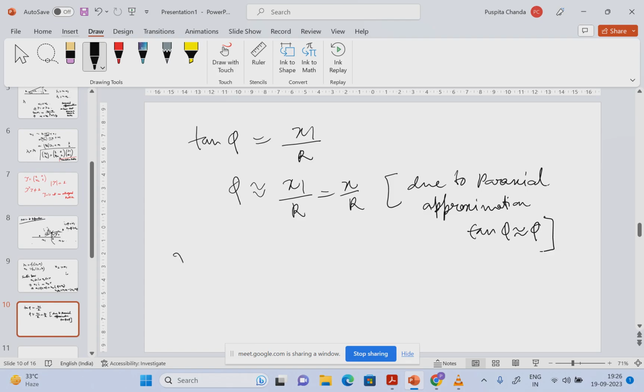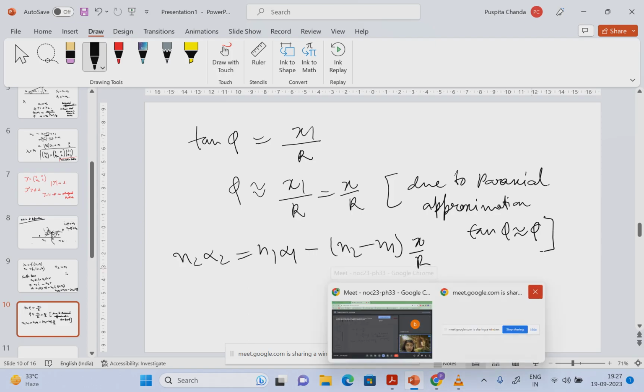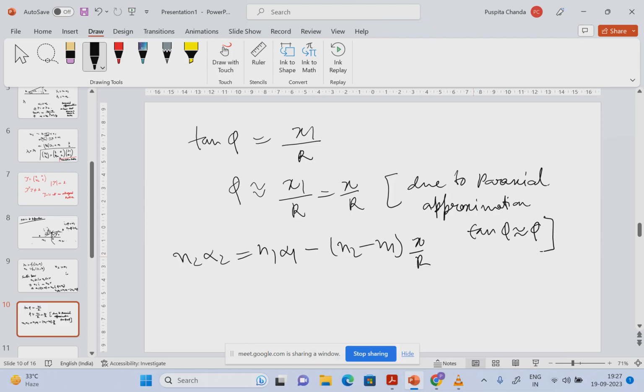Okay. So n2 alpha 2 is equal to n1 alpha 1 minus (n2 minus n1) phi. Phi is equal to x by r. We cannot write the matrix in terms of phi. That's why we need to bring the x part. So this is lambda 2, this is lambda 1 minus P times x1. Then what is P? P is n2 minus n1 by r.